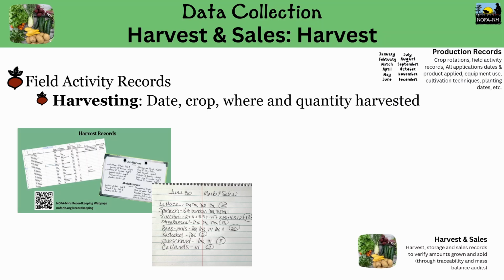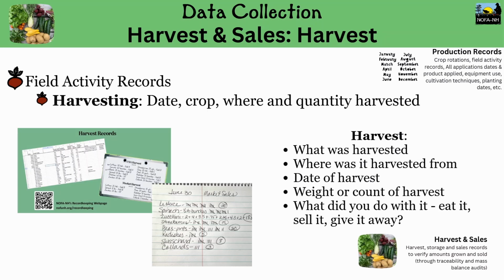When you capture field activities that have been mentioned, from crop rotations to inputs, this comprehensive documentation aids in understanding what methods yield the best results. Finally, it's essential to maintain thorough harvest and sales records. This will help verify the amounts grown and sold, ensuring traceability and facilitating mass balance audits, which are done by the inspector at the time of your organic inspection. By recording these details, you can streamline your operations, enhance accountability, and ultimately drive better business decisions while meeting organic certification requirements.